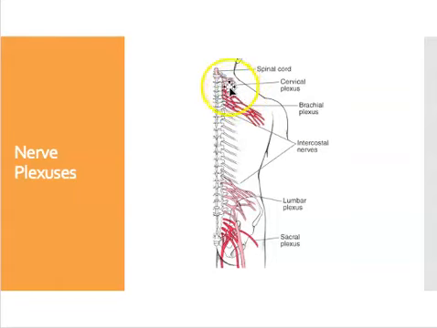Here is the cervical plexus. Here is the brachial plexus. Remember, there is no thoracic. Here is the lumbar plexus. And here is the sacral.